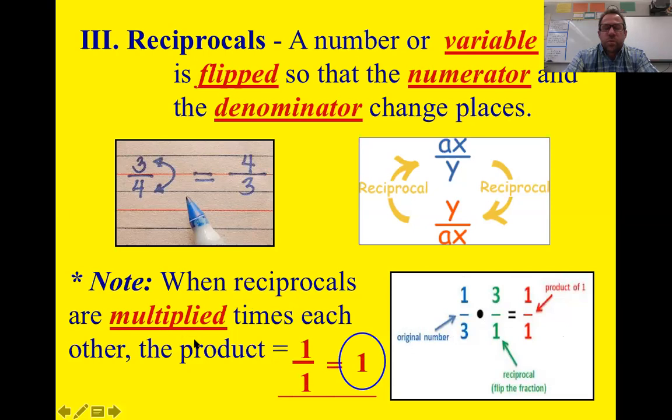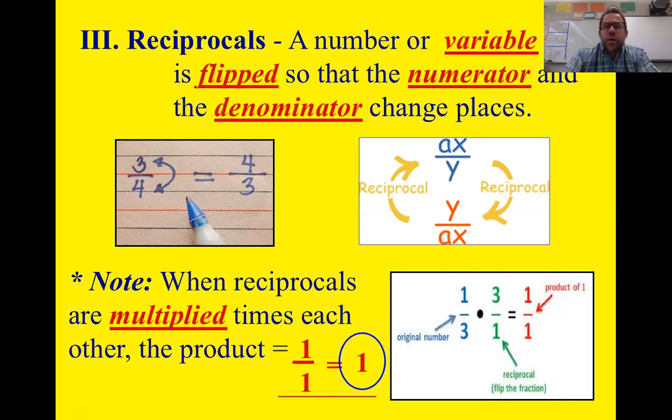Okay, so reciprocals, when you multiply them, if I was to multiply 3 over 4 times 4/3, 4 and 4 cancel each other, 3 and 3 cancel each other, or you could do 3 times 4 is 12, and 4 times 3 is 12. Okay, so the answer will always be 1 when you multiply reciprocals.